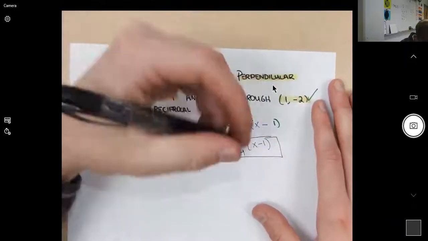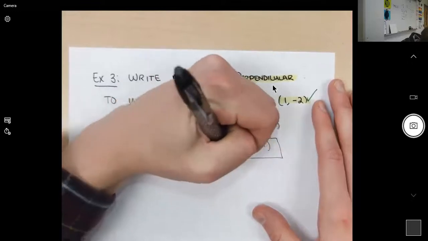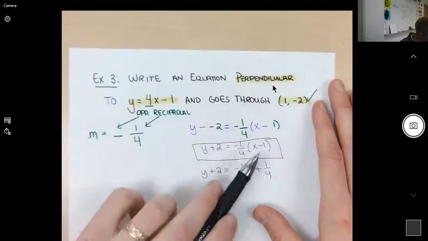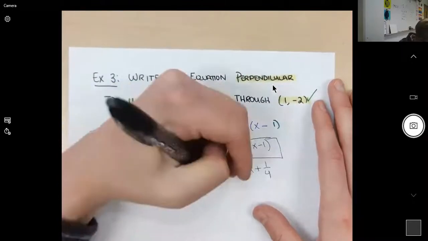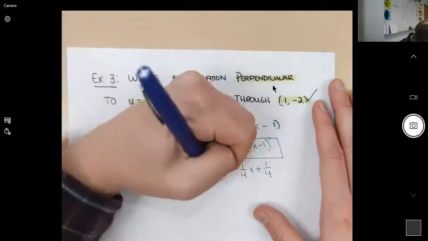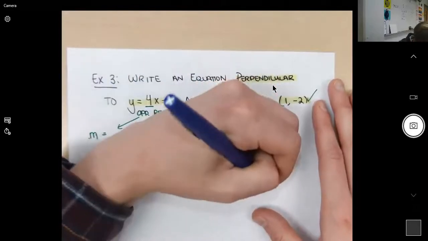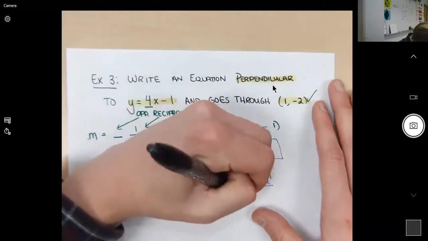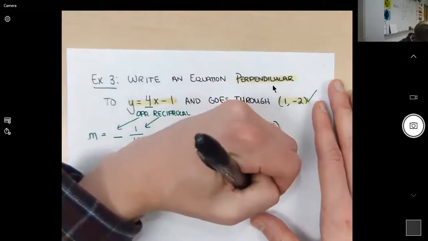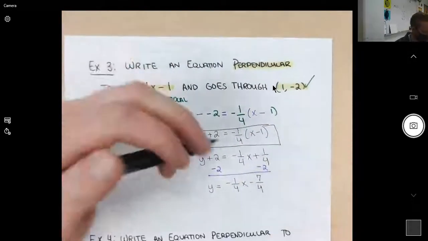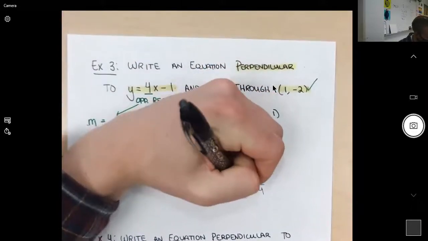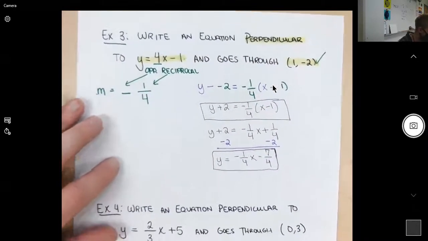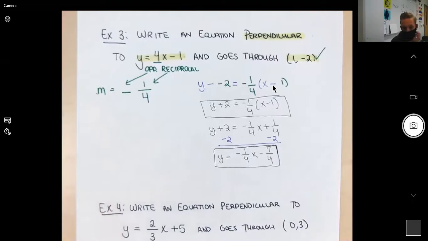So first, distribute the -1/4. So -1/4 times -1 becomes +1/4. Then I'll subtract 2 from both sides. So we get y equals -1/4 x, this will become -7/4 or -1.75. And now we are in slope-intercept form. If you're confused about the fractions, you have a calculator. That's okay. You don't need to fret about that. We're more so focused on, can you write the equation and can you convert it?